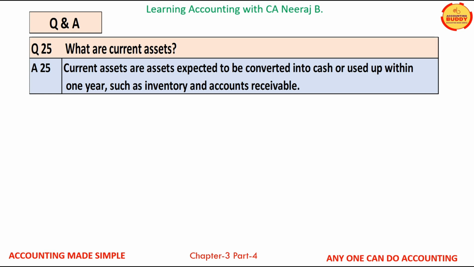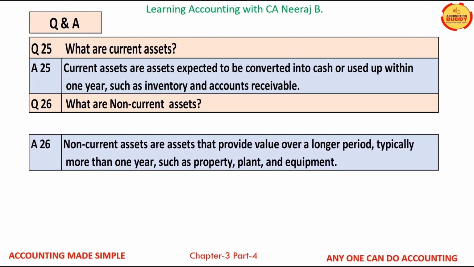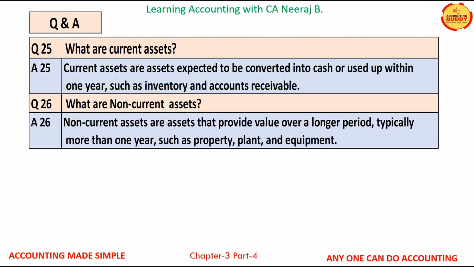The answer is, current assets are assets expected to be converted into cash or to be used for the manufacturing of the finished goods, which are again meant for sale within a period of 1 year, such as inventory and accounts receivables. Question number 26. What are non-current assets? The answer is, non-current assets are assets that provide value over a longer period, typically more than 1 year, such as property, plant and equipment.